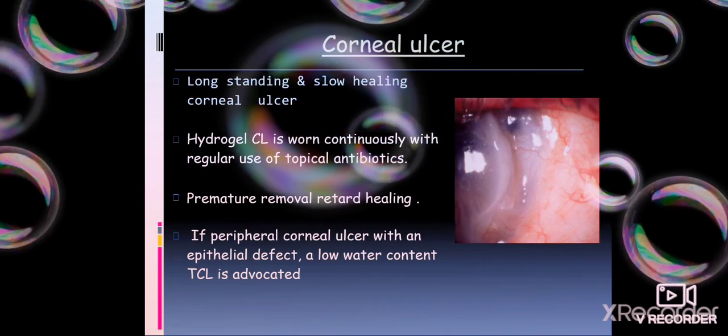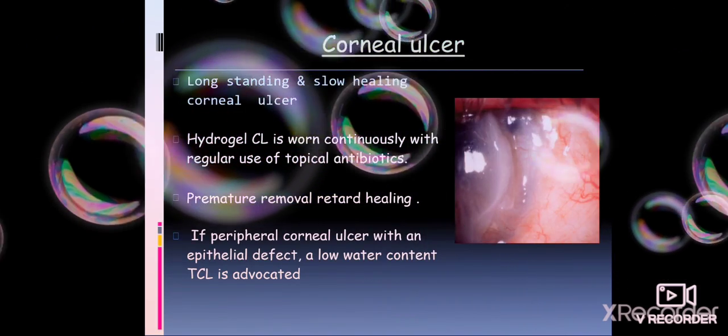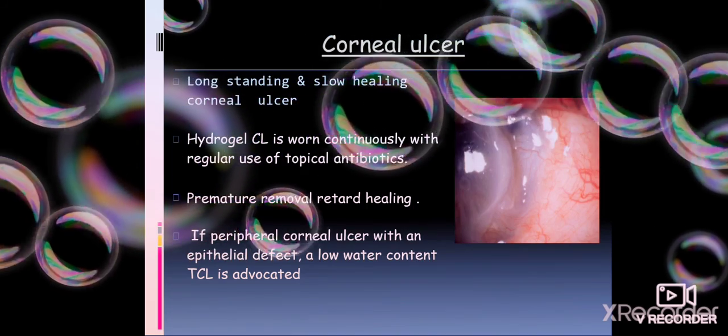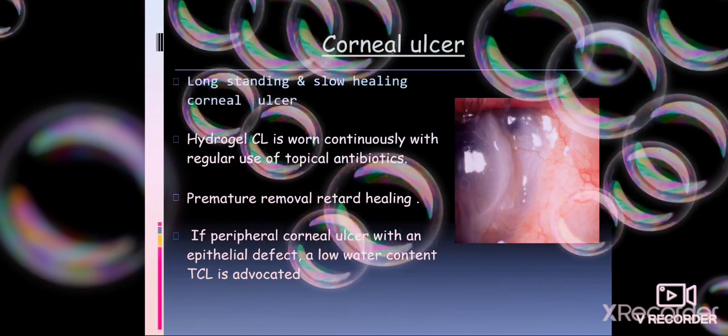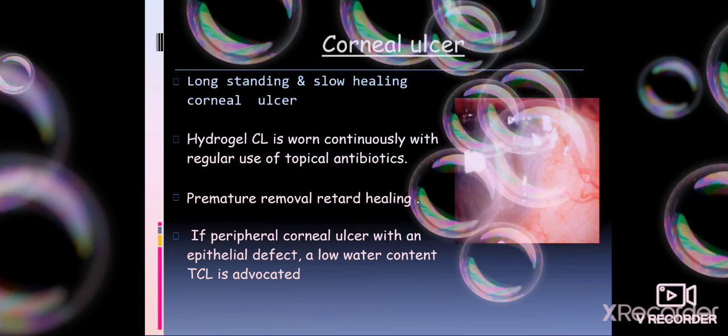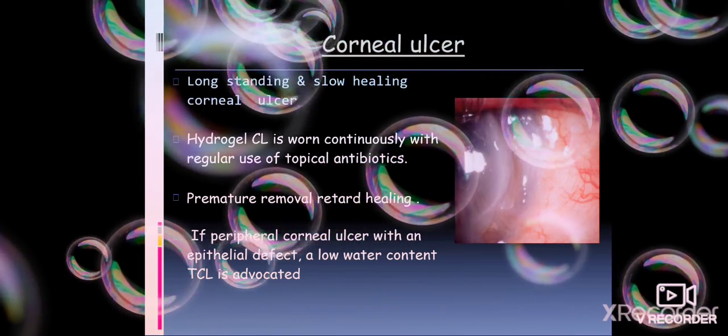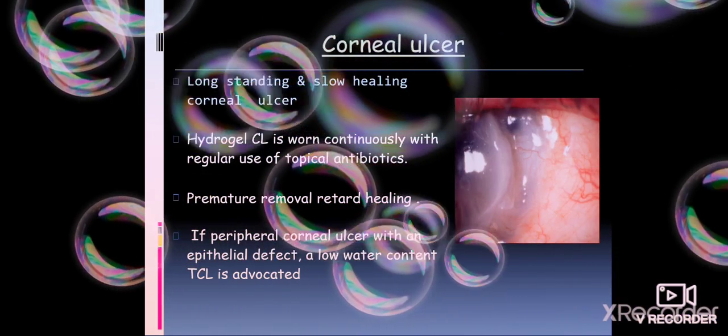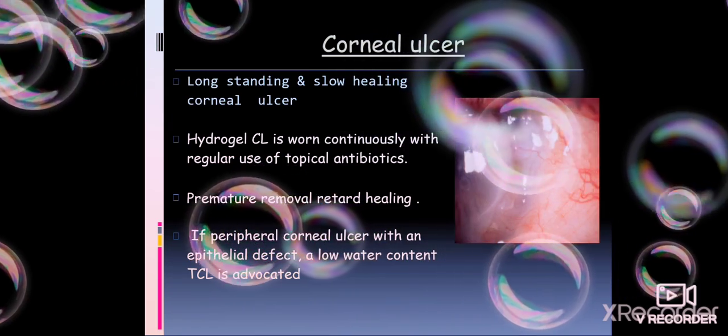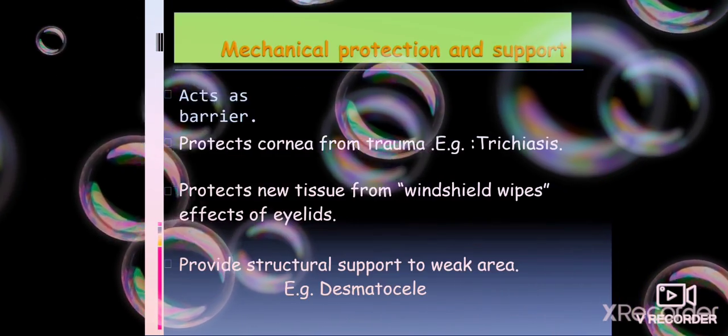Corneal ulcers, yes, you can see in the image, it's a peripheral corneal ulcer, that's a Mooren corneal ulcer. Long-standing and slow healing corneal ulcer: a hydrogel contact lens is worn continuously with regular use of topical antibiotics. Premature removal retards healing. If the peripheral cornea has an epithelial defect, a low water contact lens is advocated.